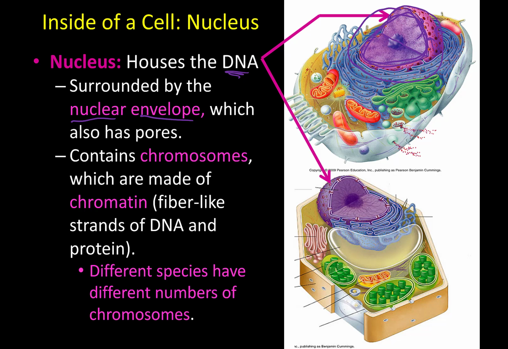Now, the nucleus contains the DNA, but the DNA is in a special form. DNA in the nucleus is contained in the form of chromosomes. Chromosomes are made of a material called chromatin. So chromosomes are the name of the structure. Chromatin is the name of the material that structure is made from.